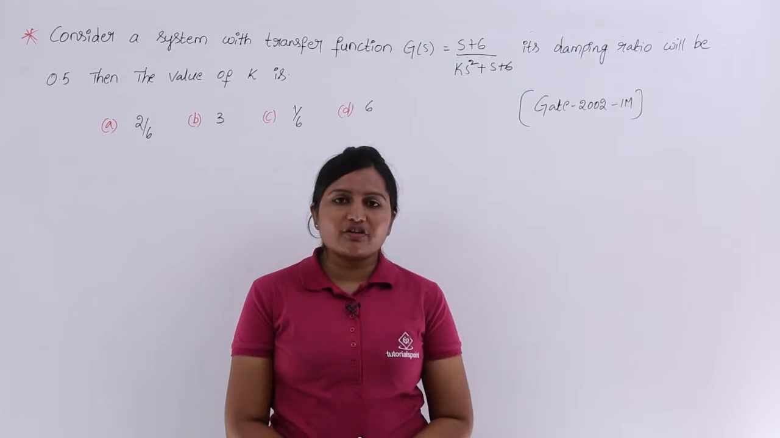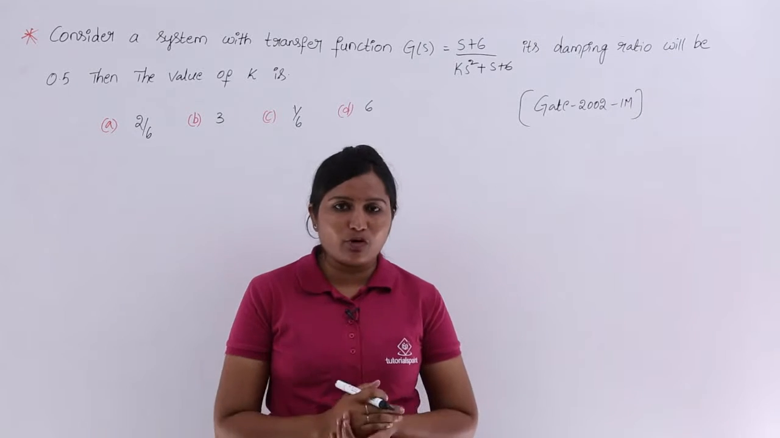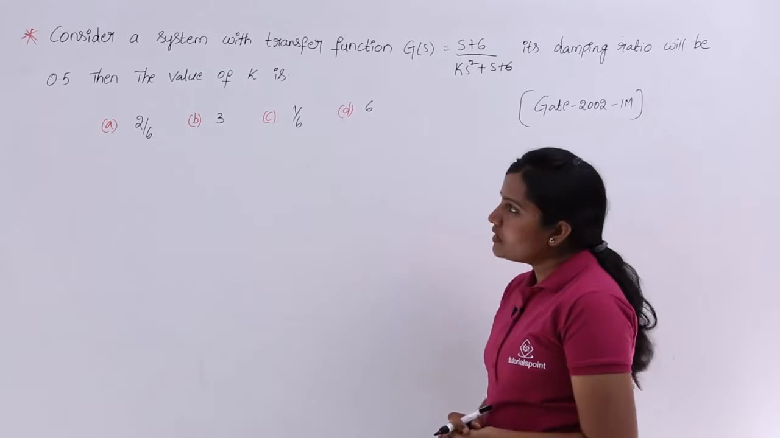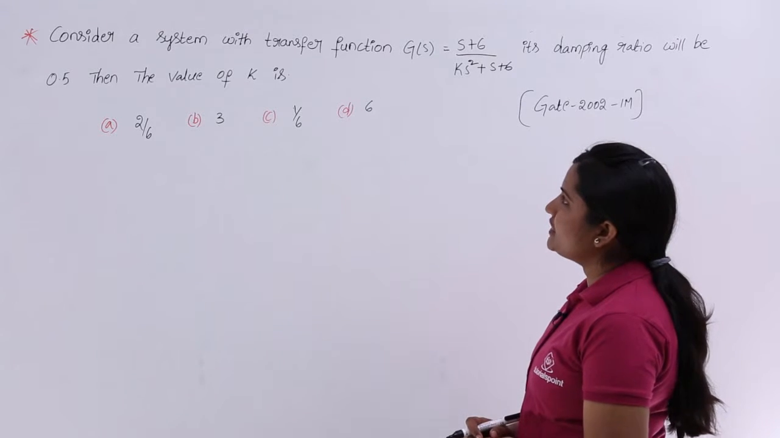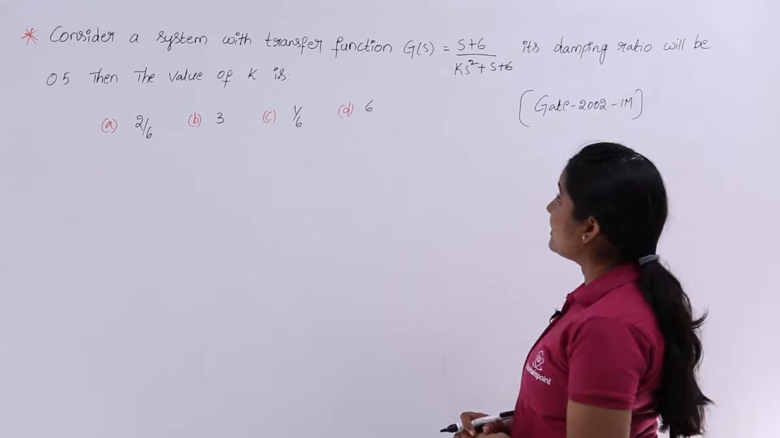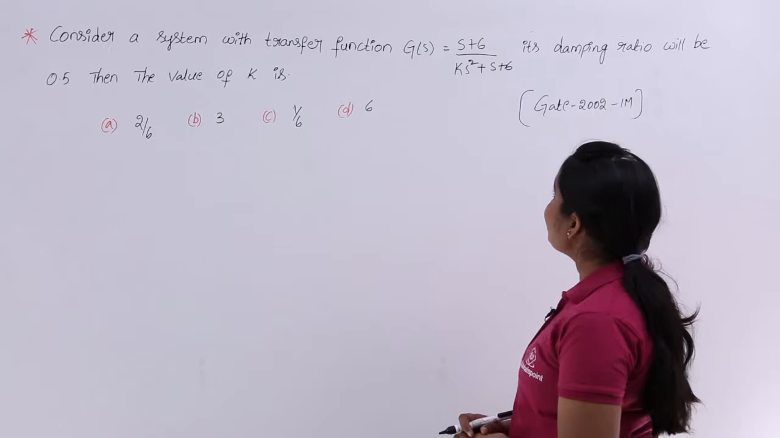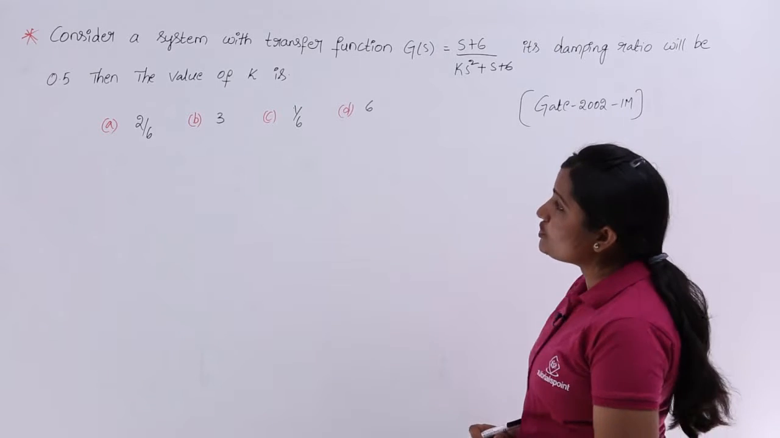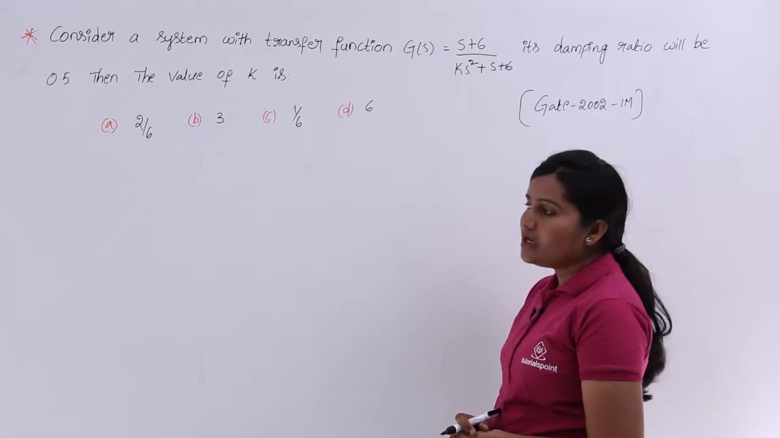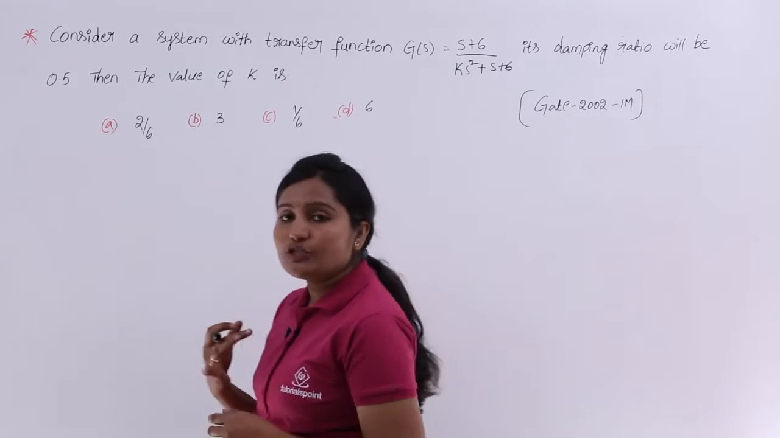In this video, we are going to solve a previous GATE problem related to damping ratio. You can see this problem. Consider a system with transfer function G(s) = (s + 6) / (ks² + s + 6). Its damping ratio is 0.5, then the value of k is? So, the value of k we need to find out.